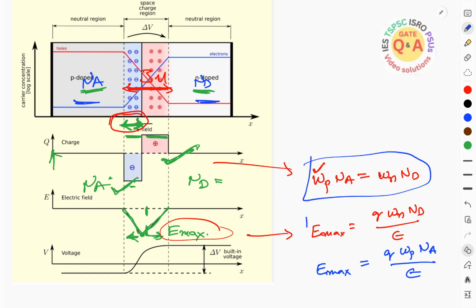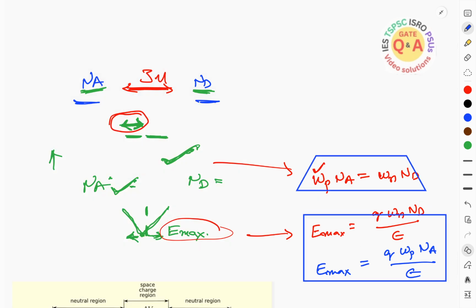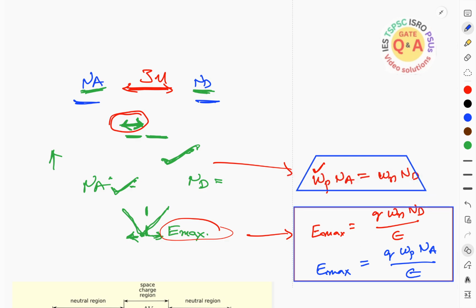This is one. In these two, either only one is correct, or only one is not correct. Both are correct if you choose according to your convenience.